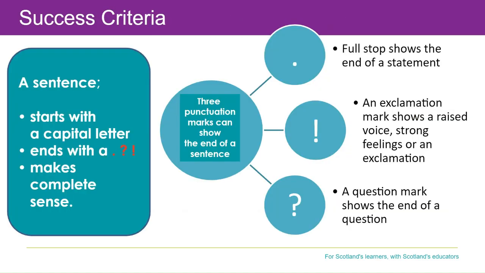Remember, it's really important to make the success criteria visible for children all the way throughout the writing process so they can see that all sentences will need punctuation, and it's going to be one of those 3. That is, that a sentence is going to start with a capital, it's going to end with one of these, and it will make complete sense inside it as well.